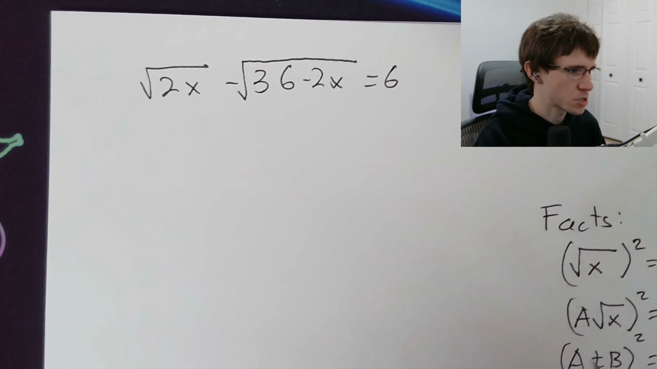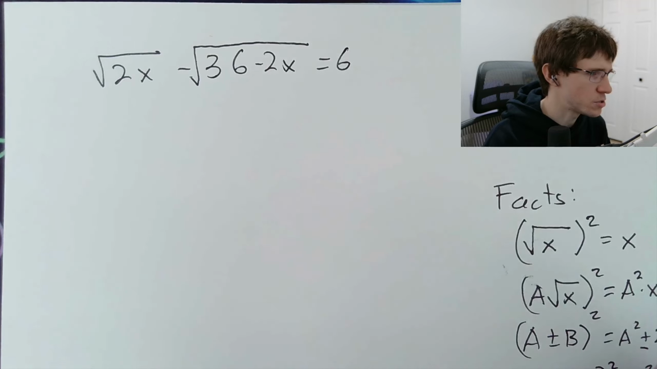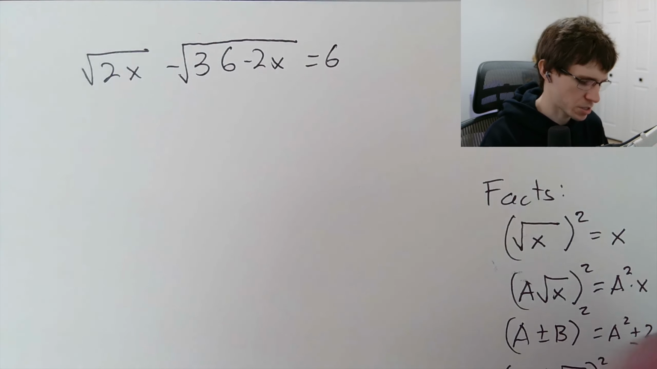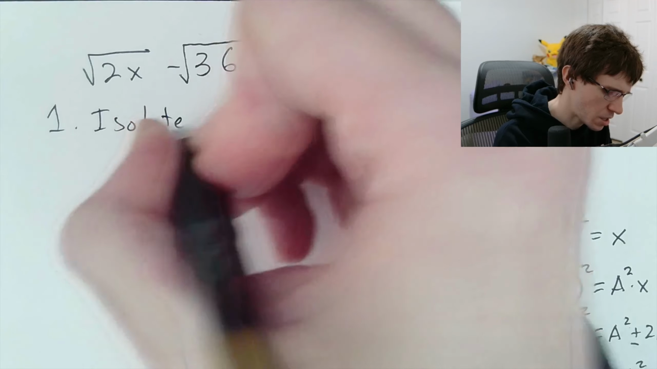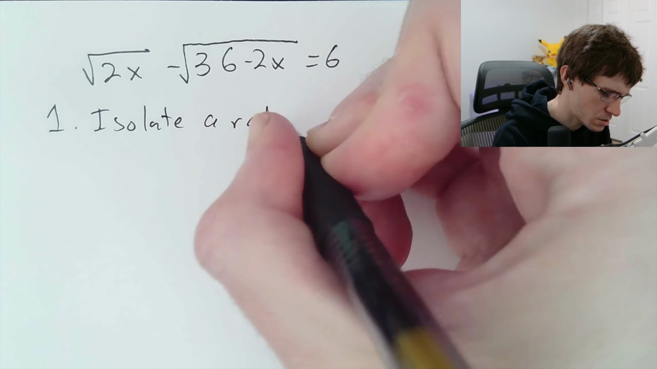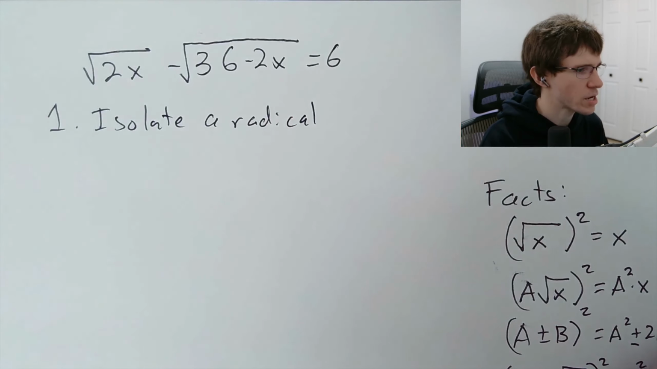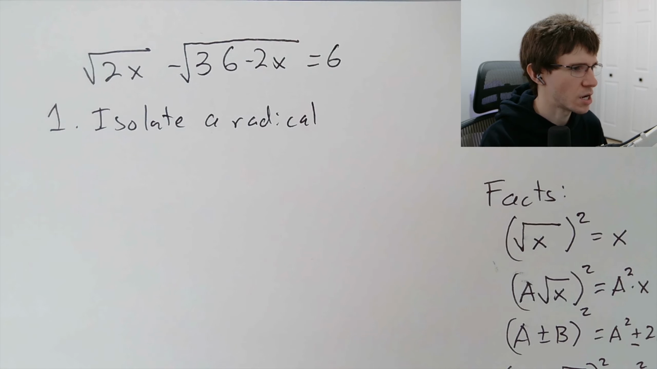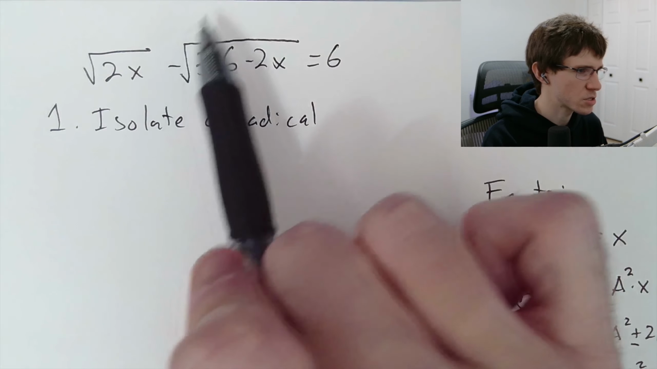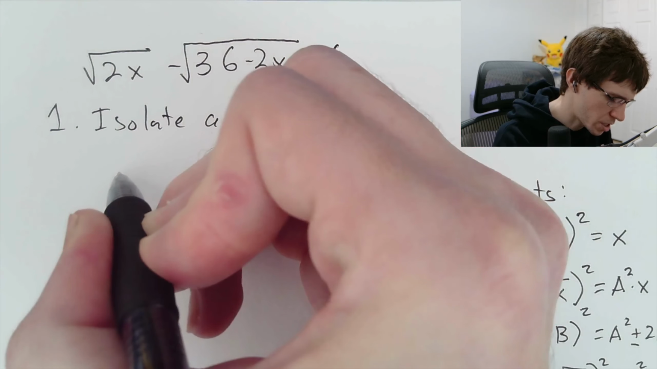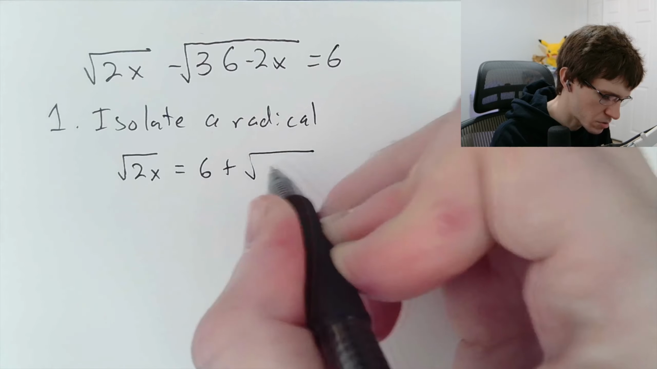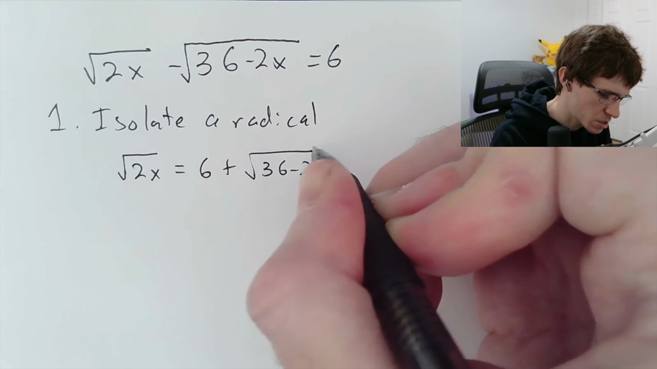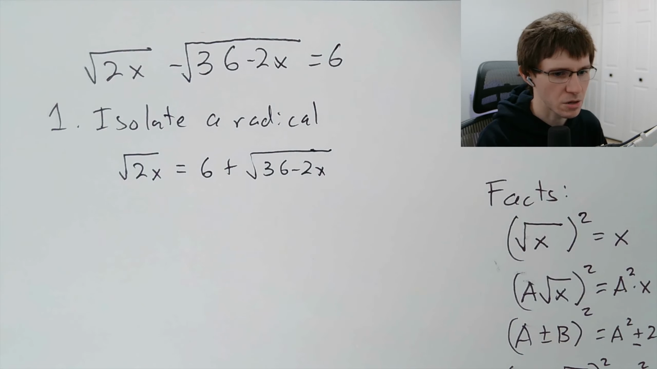Let's do it. So here we go. Step number one. In general, you're going to be doing a multi-step process. Step one, we're going to isolate a radical. So isolating a radical just means getting one of these two by themselves. It does not matter which one you choose. I'm going to arbitrarily add this square root to the other side of the equation, and I'm going to end up with the square root of 2x is equal to 6 plus the square root of 36 minus 2x. So we just added that to both sides. We have isolated our radical.